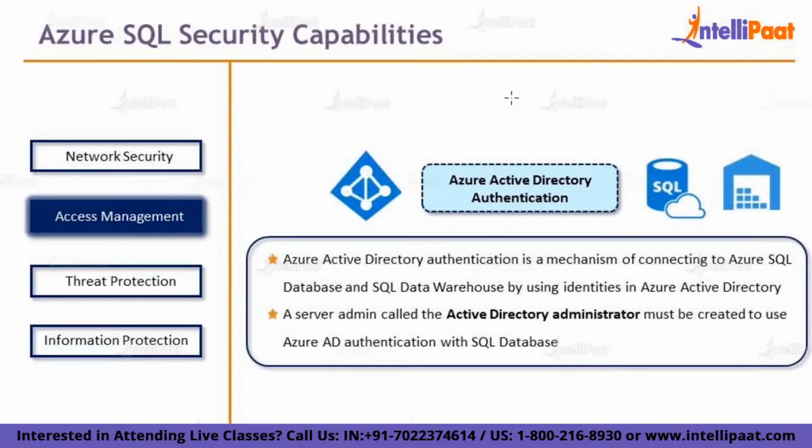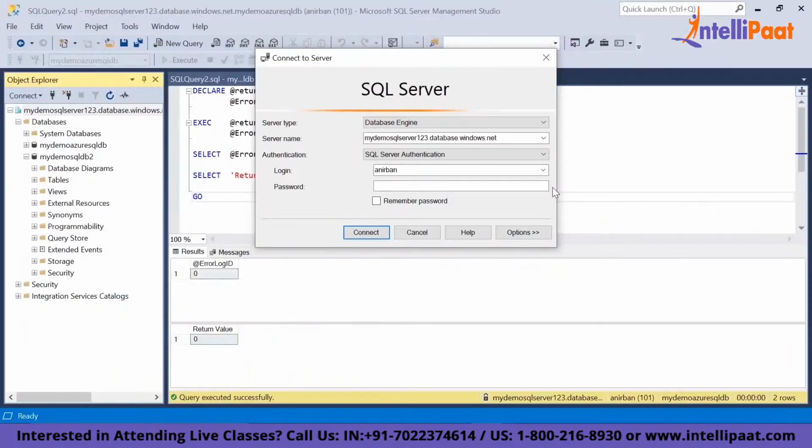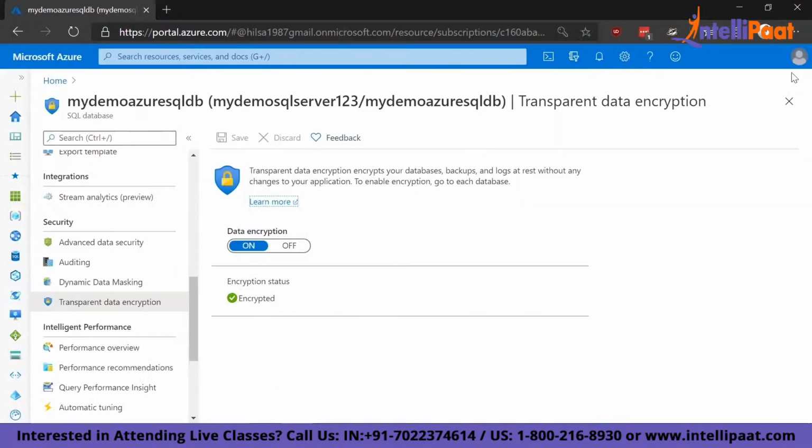To understand Active Directory authentication, we have to understand what an Active Directory is first. Azure Active Directory authentication is a mechanism of connecting to Azure SQL Database and SQL Data Warehouse by identifying the Azure Active Directory. A server admin called the Azure Active Directory Administrator must be created to use Azure AD authentication within SQL Database. What it means is that whenever we go for Active Directory authentication, you cannot give a SQL username or password. You have to provide your Active Directory.